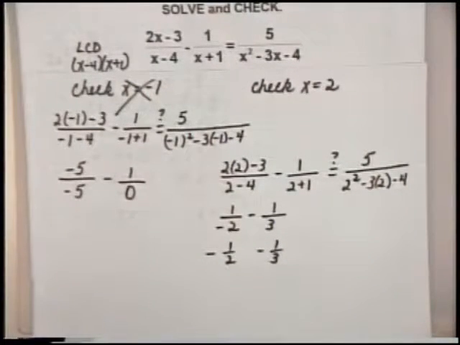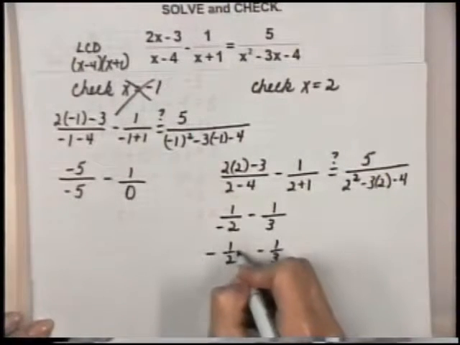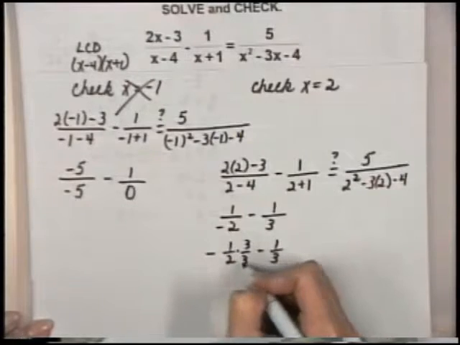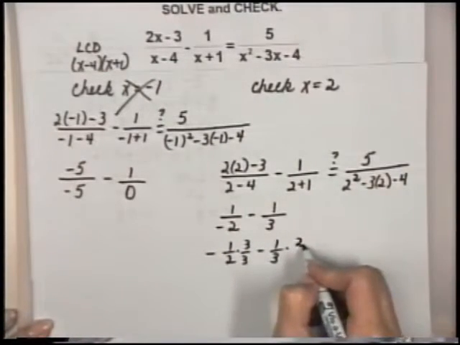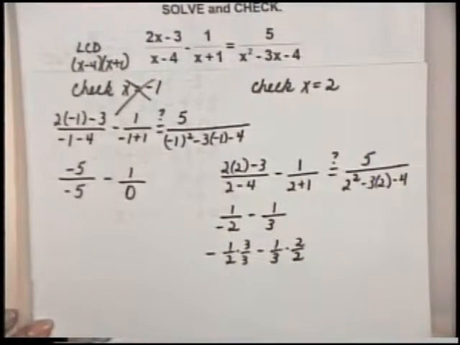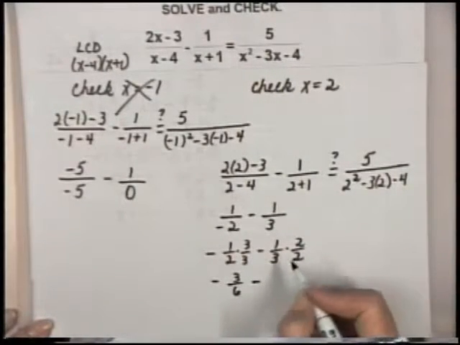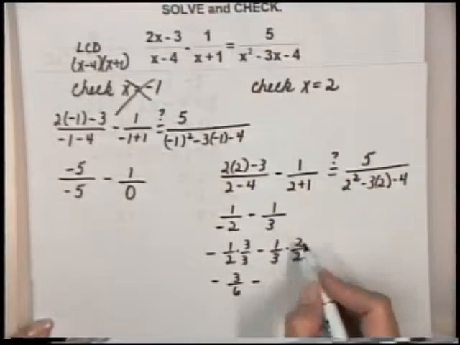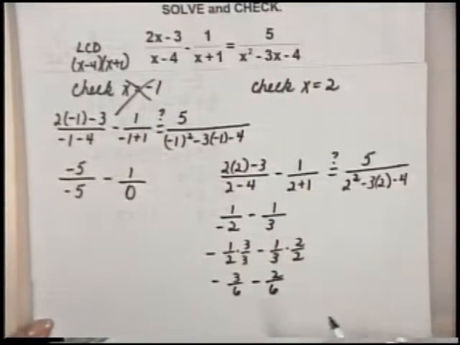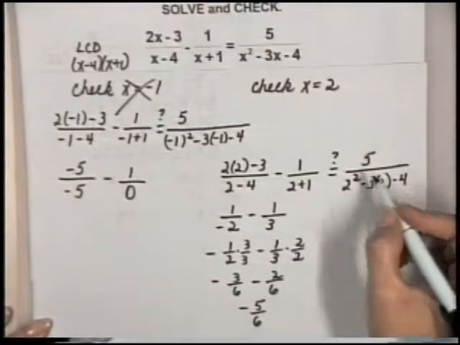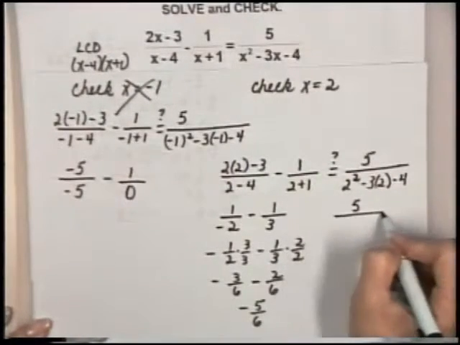Subtract 1/3. I need to find the LCD, which is 6. I will multiply the 1/2 by 3 over 3 and the 1/3 by 2 over 2. I will get -3/6. Subtract 1 times 2 is 2/6, and -3/6 subtract 2/6 will give me -5/6. Let's see what I get on the other side.